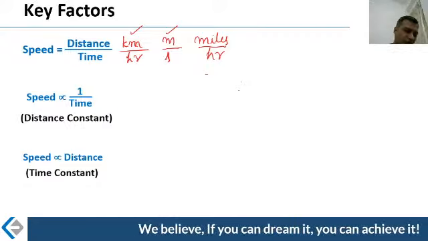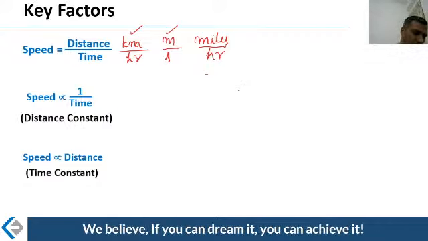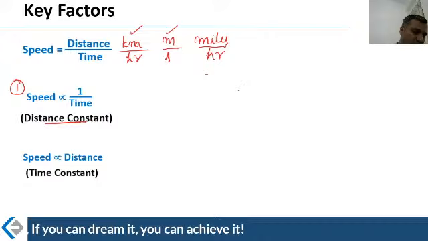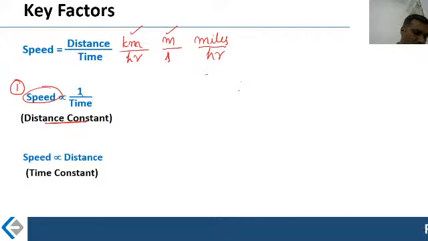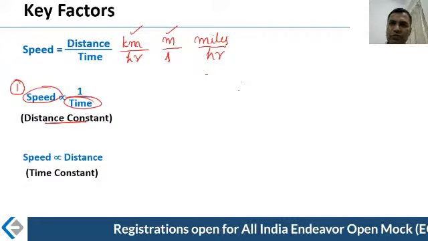So that is what the relationship is. Take a look at the first one. This is the first point I wanted to illustrate. What is constant here? The distance is constant. If the distance is constant, what is the relationship between speed and time? They're inversely proportional.